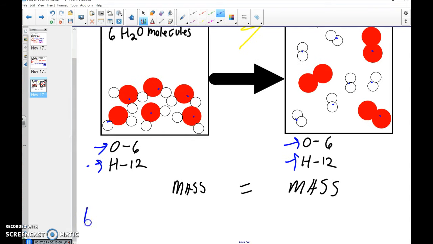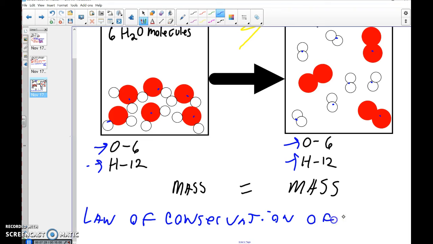We have this idea of the law of conservation of mass. And basically what it's telling you is you start with an amount of matter in the reactants and you end with the same amount of matter at the end. Or the mass at the beginning must be equal to the mass at the end. And if it does not equal, you didn't measure something right, or something escaped, as if it turned into a gas. All right, that's the law of conservation of mass.